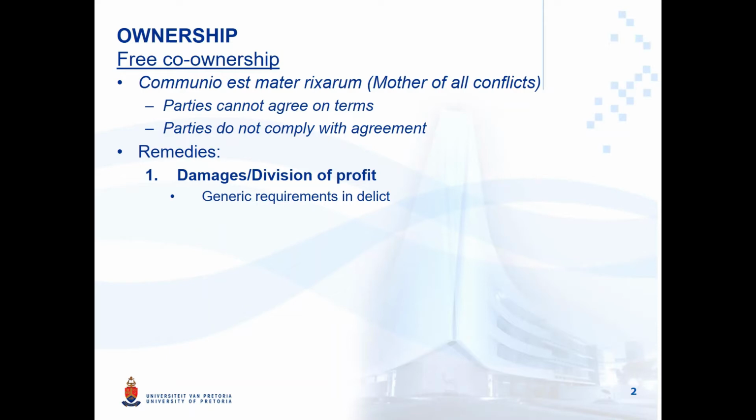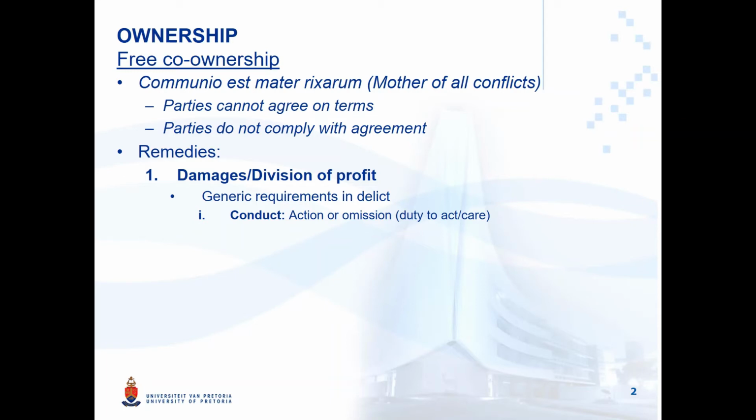The first element is conduct, the second element is unlawfulness, the third element is causation, the fourth element is harm, and the fifth element is fault. Now let's have a look at the first element, conduct. Conduct refers to an action or an omission where there was a duty of care or a duty to act and the defendant failed to act. Conduct or omission must be shown on the part of the co-owner that unreasonably used the co-owned property.